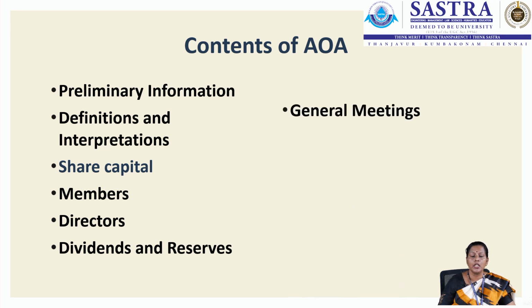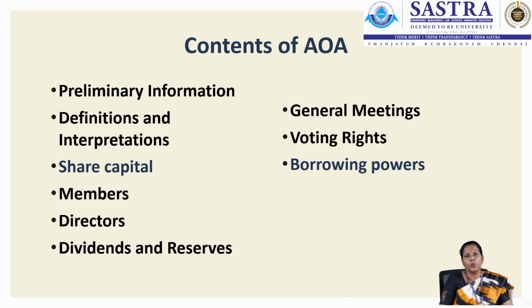Under general meeting, the company would be giving details about the annual general meeting and extraordinary general meeting. They would be talking about the quorum of the meeting. So this information would be provided under the general meetings. Under voting rights, the company would be talking about the voting rights of different classes of members. They would also be giving details about proxy votes.